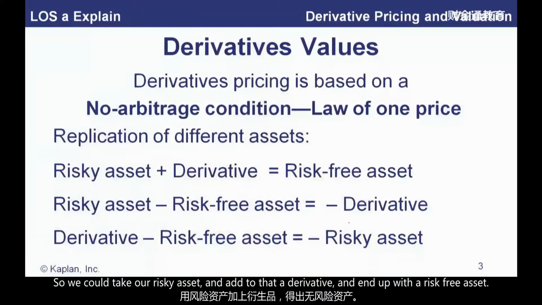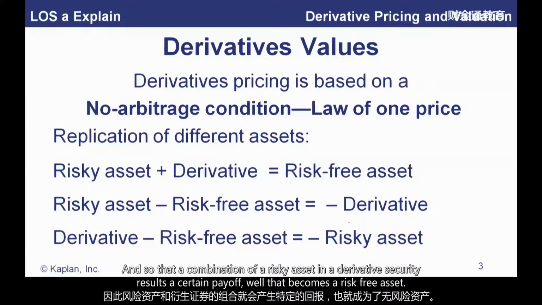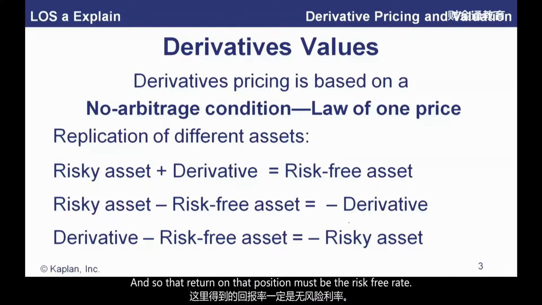So we could take a risky asset and add to that a derivative and end up with a risk-free asset. If that derivative just offset the uncertainty about the price of the risky asset in the future, now we've got a certain payment in the future. And so that combination of a risky asset and a derivative security results in a certain payoff. Well, that becomes a risk-free asset. And so the return on that position must be the risk-free rate.